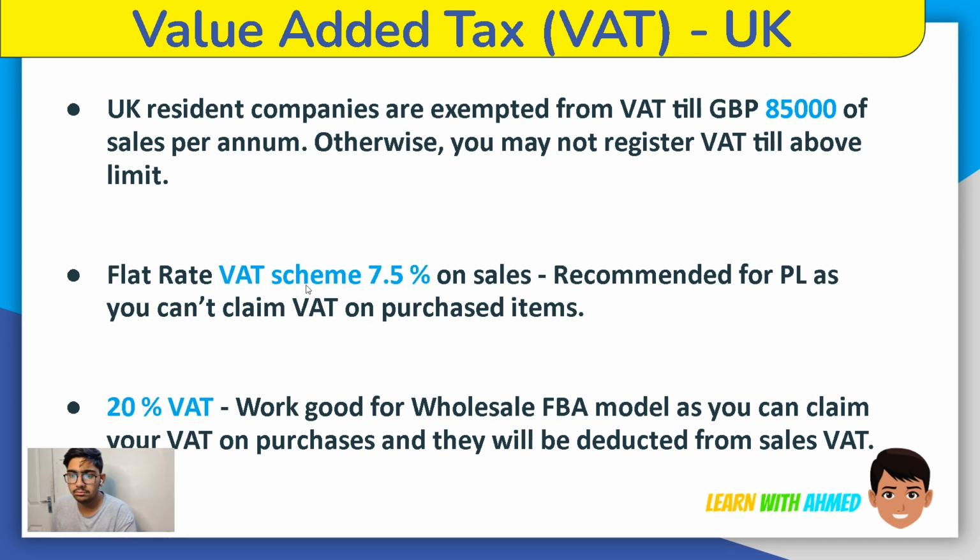The flat rate VAT scheme of 7.5% of sales is recommended for private label, as you can't claim VAT on purchased items. 20% VAT works well for the wholesale FBA model, as you can claim your VAT on purchases and it will be deducted from your sales VAT.